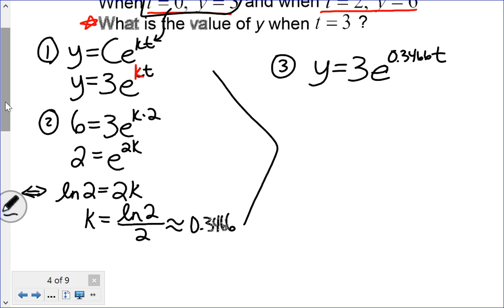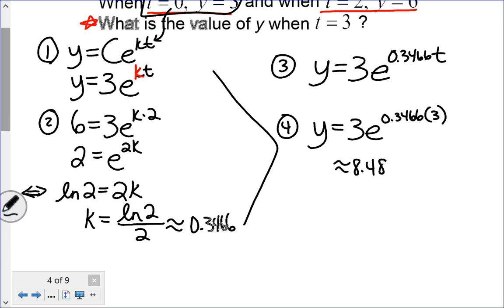Now I can go ahead and do the starred part, which is to actually solve. I had to use all the conditions in order to get my exact model for this situation. And now I just simply find out what happens when t is 3. So we get y equals 3e to the 0.3466 times 3. And we get that y is about 8.48595, something like that. Try it in your calculator, and that's our solution. Okay, so let's go to the next example.